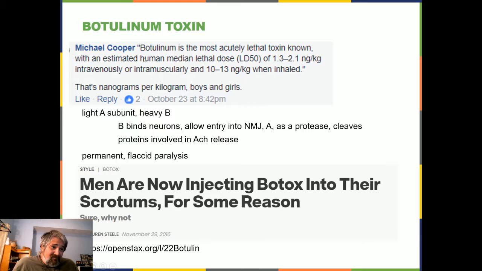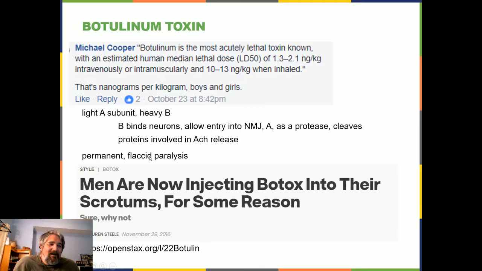So anyway, the botulinum toxin has a light A subunit with a heavy B subunit. The B subunit binds neurons, allowing entry into the neuromuscular junction. And then component A, subunit A, is a protease. It cleaves the proteins involved in acetylcholine release. So this induces permanent flaccid paralysis.